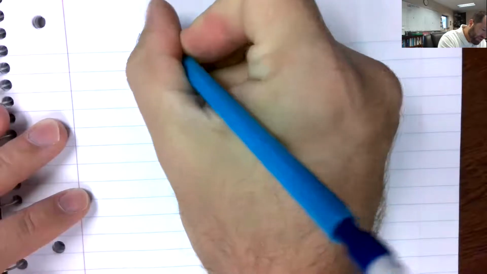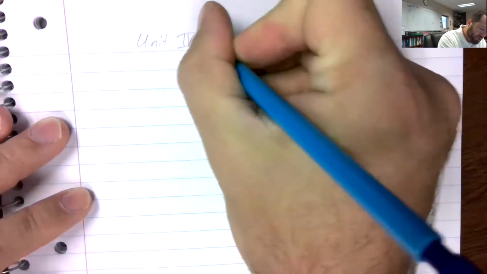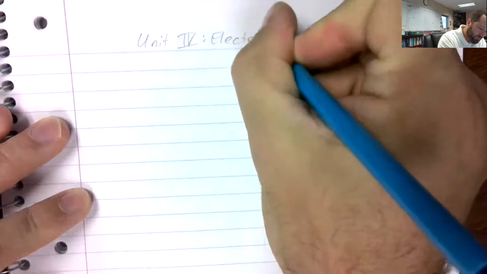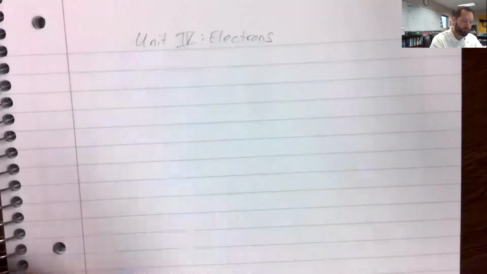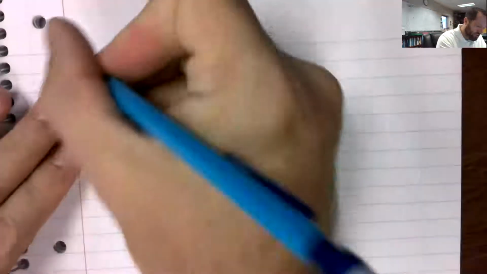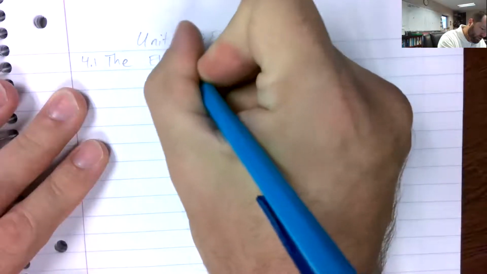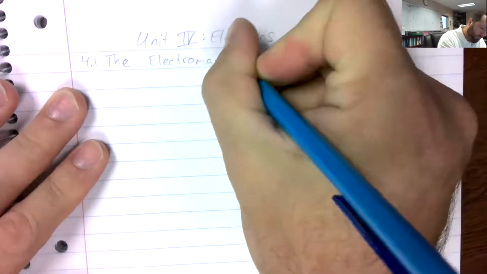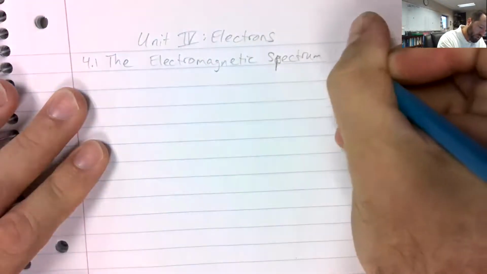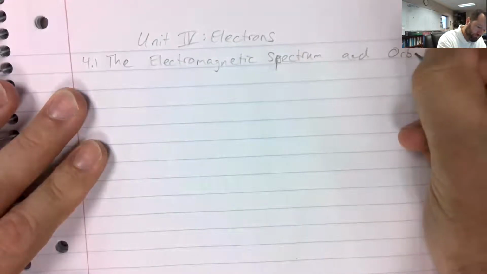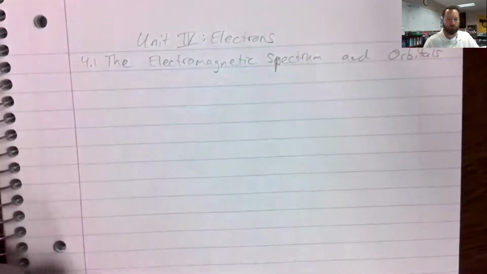So a new unit today, unit 4. We're looking at electrons. So for the last several chapters, we've worked with protons and neutrons and the nucleus of the atom. And now we're finally getting to electrons. And we'll start today, 4.1, with what we call the electromagnetic spectrum and orbitals.